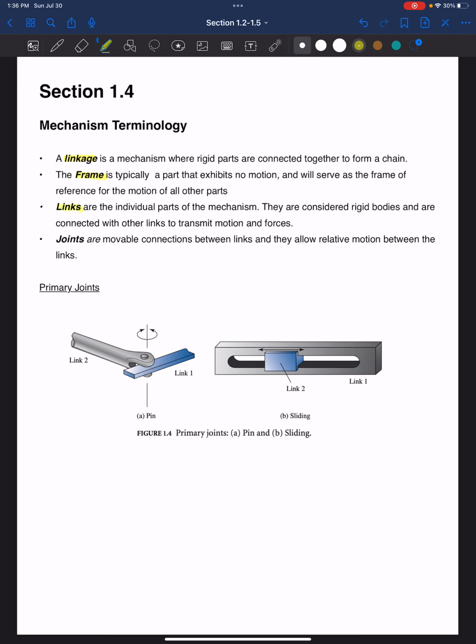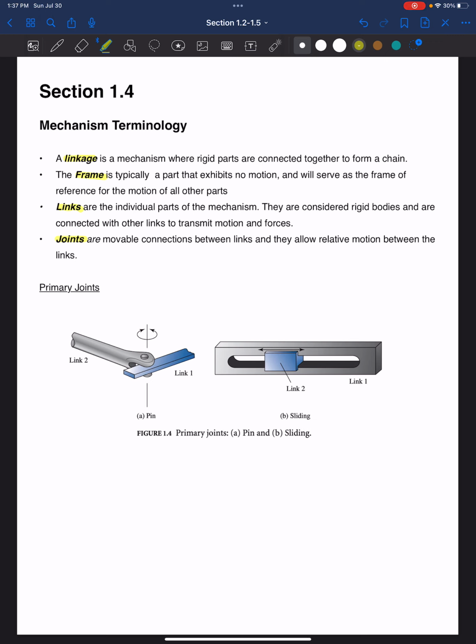Links are the individual parts of the mechanism. They are considered rigid bodies and are connected with other links to transmit motion and forces. Now we know in the real world that rigid bodies might not necessarily exist, but we will treat many of these links as rigid bodies because for our purposes they do remain rigid. Joints are movable connections between links, and they allow relative motion between the links.